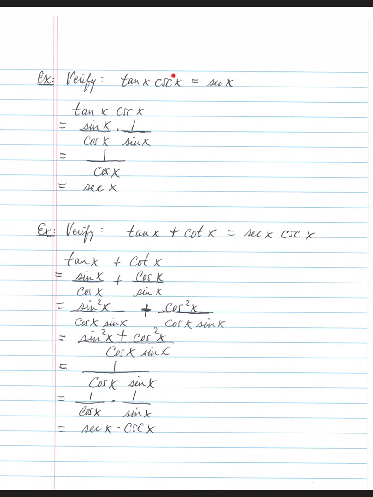Tangent x times cosecant x is equal to secant x. Tangent x, through quotient identities, you can write as sine over cosine. From reciprocal identities, cosecant is 1 over sine. The sine x's cancel, leaving 1 over cosine x, which is equal to secant x.